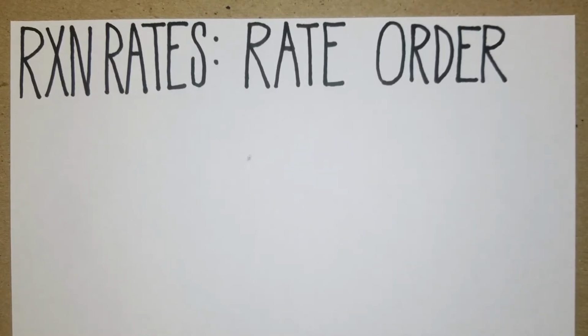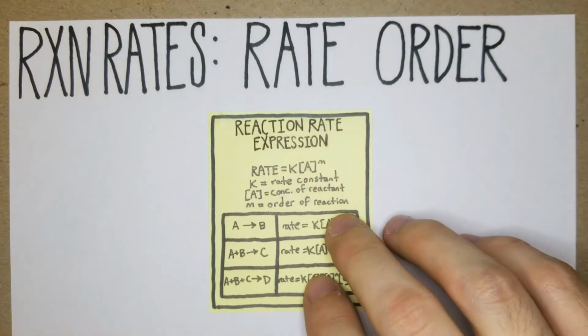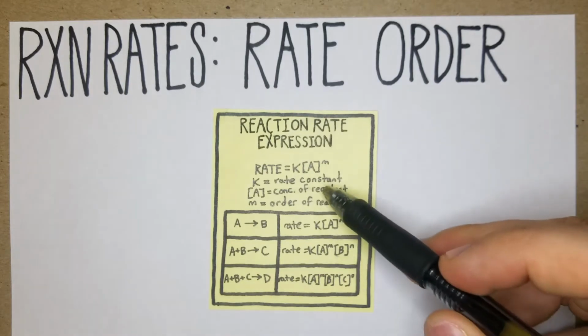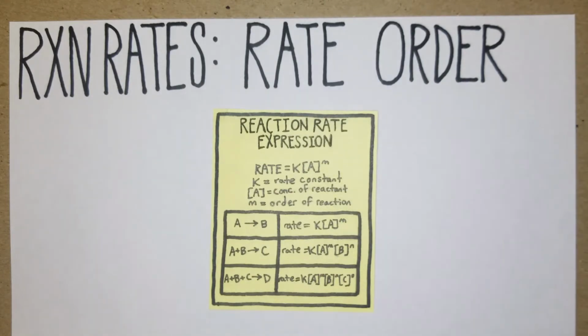How's it going, guys? In this video we're going to continue on with reaction rate problems, and in particular we're going to do rate order in this video. This is going to come in handy, it's kind of like a cheat sheet for all these types of problems. That's the general format there: rate equals K times the reactant to the M.